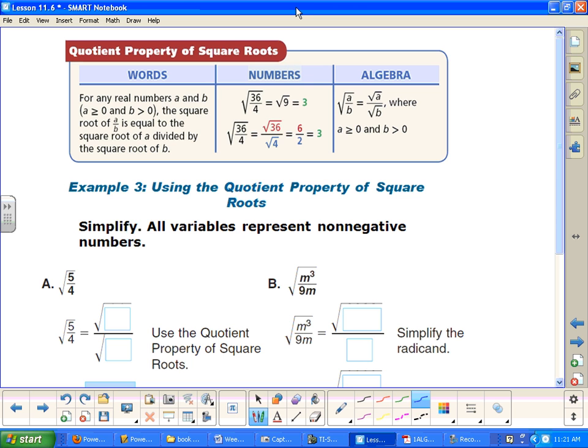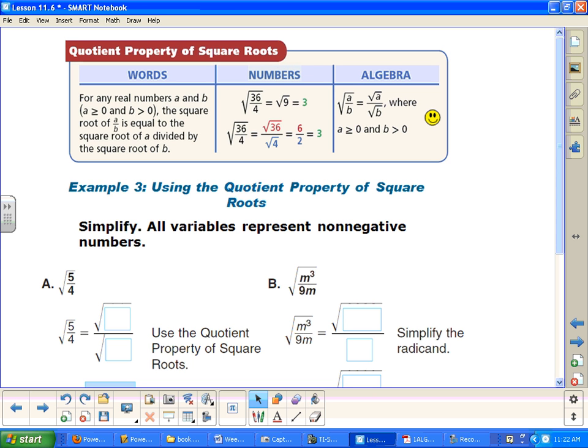The quotient property says that if we're taking the square root of a fraction, then I can take the square root of both the numerator and the denominator. So here I have the square root of a fraction, and I can pull it apart, so it's now the square root of the numerator divided by the square root of the denominator. Now they have a rule here that goes along with it. It says where a is greater than or equal to 0 and b is greater than 0.